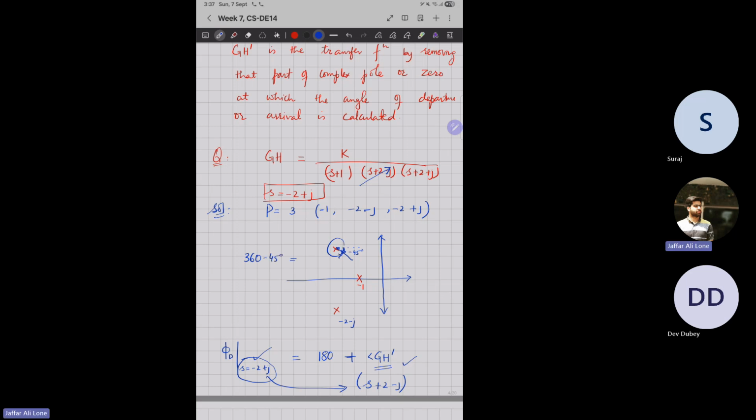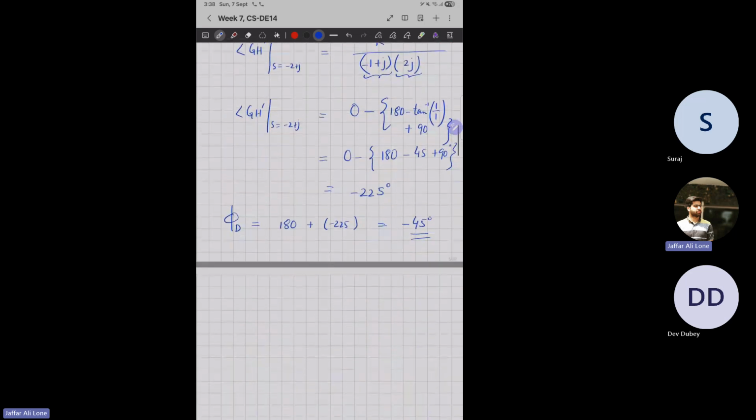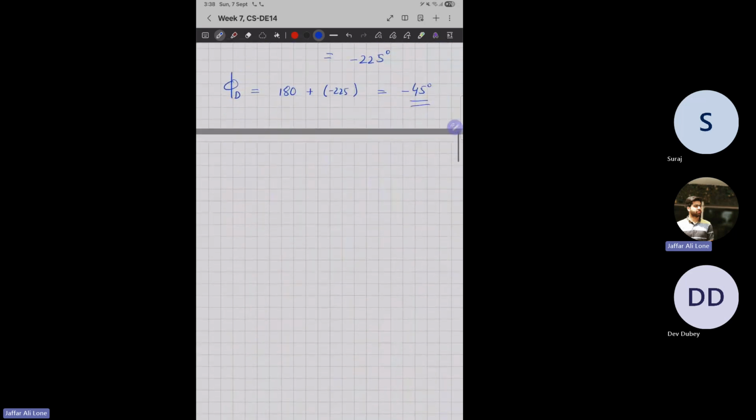This question is only about finding the angle of departure or angle of arrival in general, but in questions we will be using this. I just told you how we will calculate it, but this will just be a step in our root locus questions. So if this is clear, let's solve one good question where all these concepts will apply.